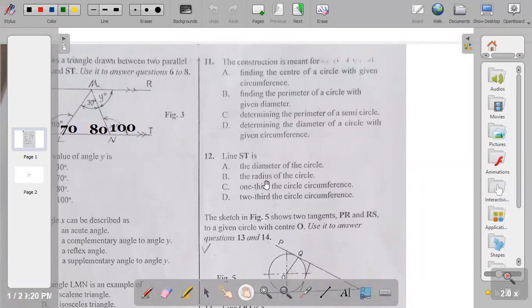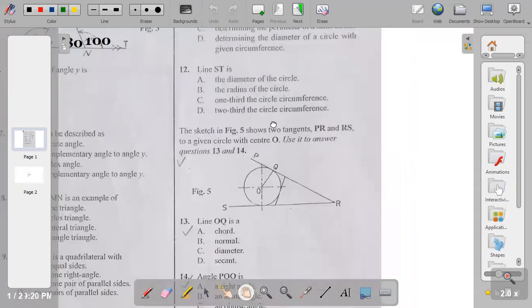Then question 12. Question 12 says line ST is what? We have said it, that is the diameter of the circle. It's not the radius, not the one-third, it is the diameter of a circle. So question 12 is A. I move on to question 13.